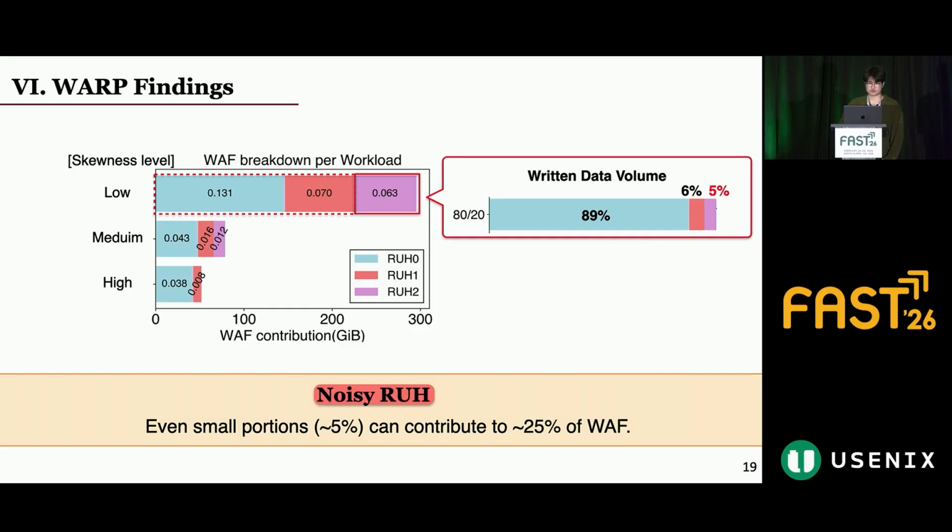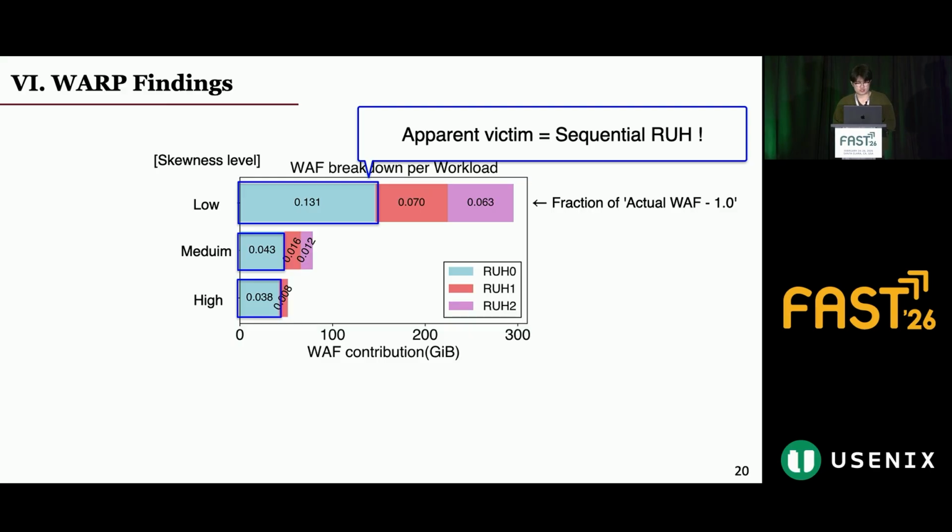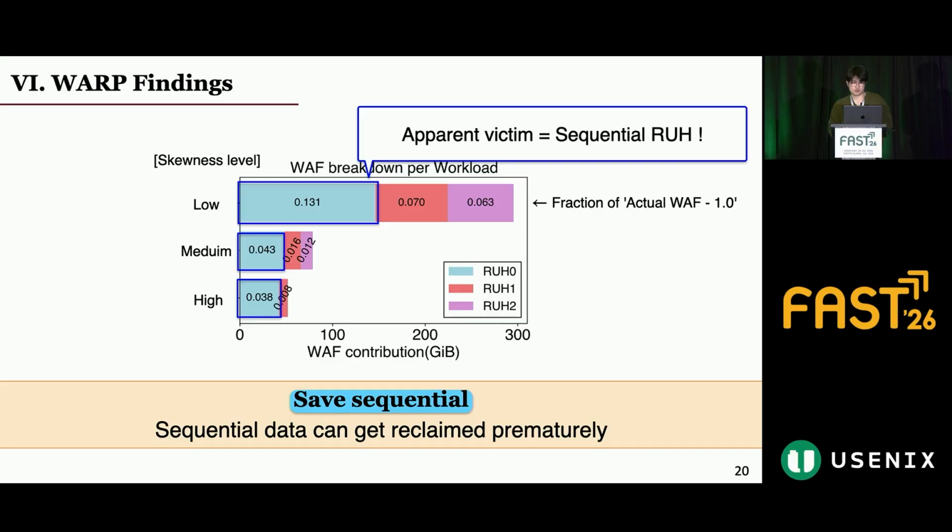So yeah, that's the first finding. The second finding is what we call safe sequential. Looking at the same WAF breakdown, we noticed that RUH0, the sequential data, still contributes a significant amount of write amplification across all skew levels. This happens because the sequential data, despite containing mostly valid data, gets reclaimed prematurely by the garbage collection. We coined the term safe sequential. Sequential data can be reclaimed prematurely in FDP devices. The insight is that GC should protect capacity-dominant sequential RUHs from being over-victimized.